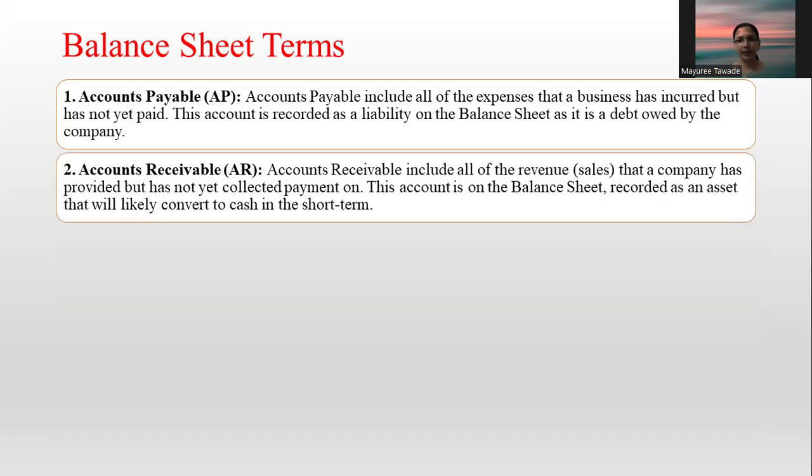Accounts receivable is the vice versa of accounts payable. Accounts receivable includes all the revenues that a company has earned but has not yet collected payment on. So the company has already sold certain goods on credit basis and has not yet received the payment from the debtors. That is what is called accounts receivable.